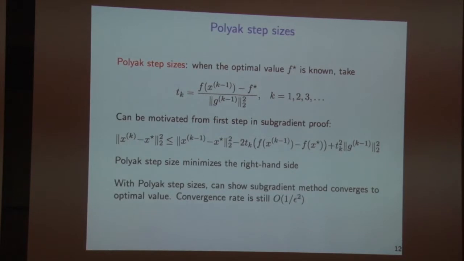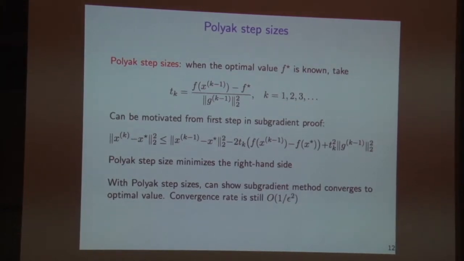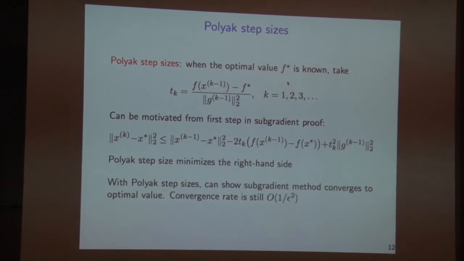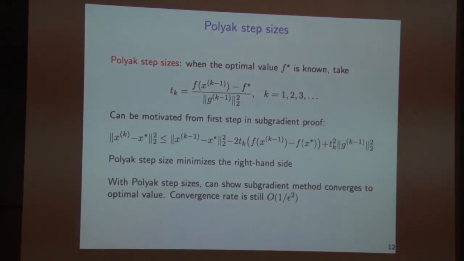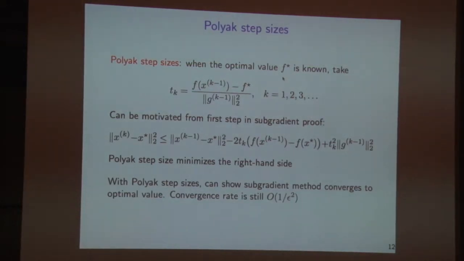I'm not saying we know the solution. That'd be different. Knowing the actual optimal solution would be kind of defeating. There'd be no reason to run subgradient method. But if we know what the criterion should be at optimality, that's a little different. That happens in some cases, and I'll show you a case in which that happens next. If this is known, then we have a different choice of step size, and it looks like this.